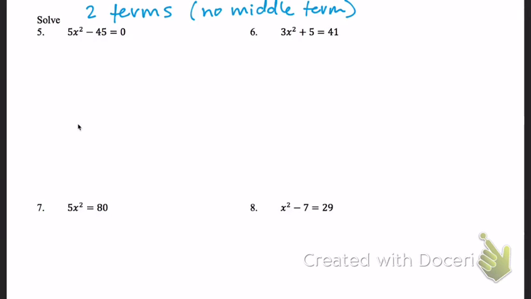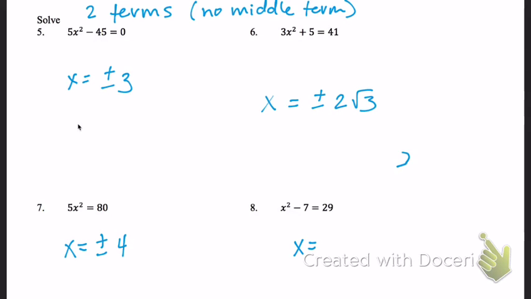And solving by square roots is the easiest way that you can solve because you're just solving for x. And so for these, you should get x equals plus or minus 3, x equals plus or minus 2 root 3, x equals plus or minus 4, x equals plus or minus 6. And the reason why I put a plus or minus is because a quadratic always has 2 solutions. If you were to find the square root of 9, it would work if you had a positive 3 or a negative 3. When you square negative 3, you also get a positive 9.